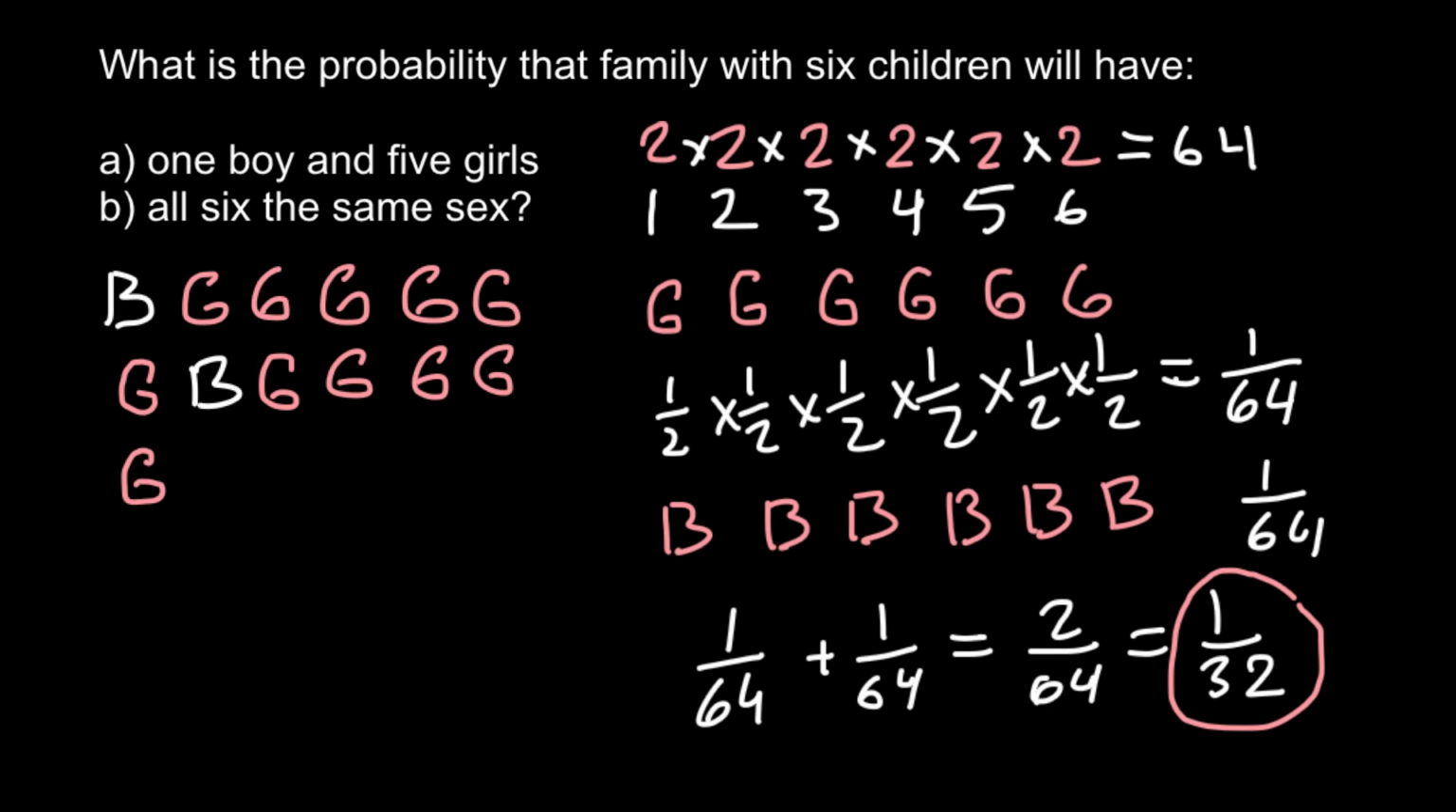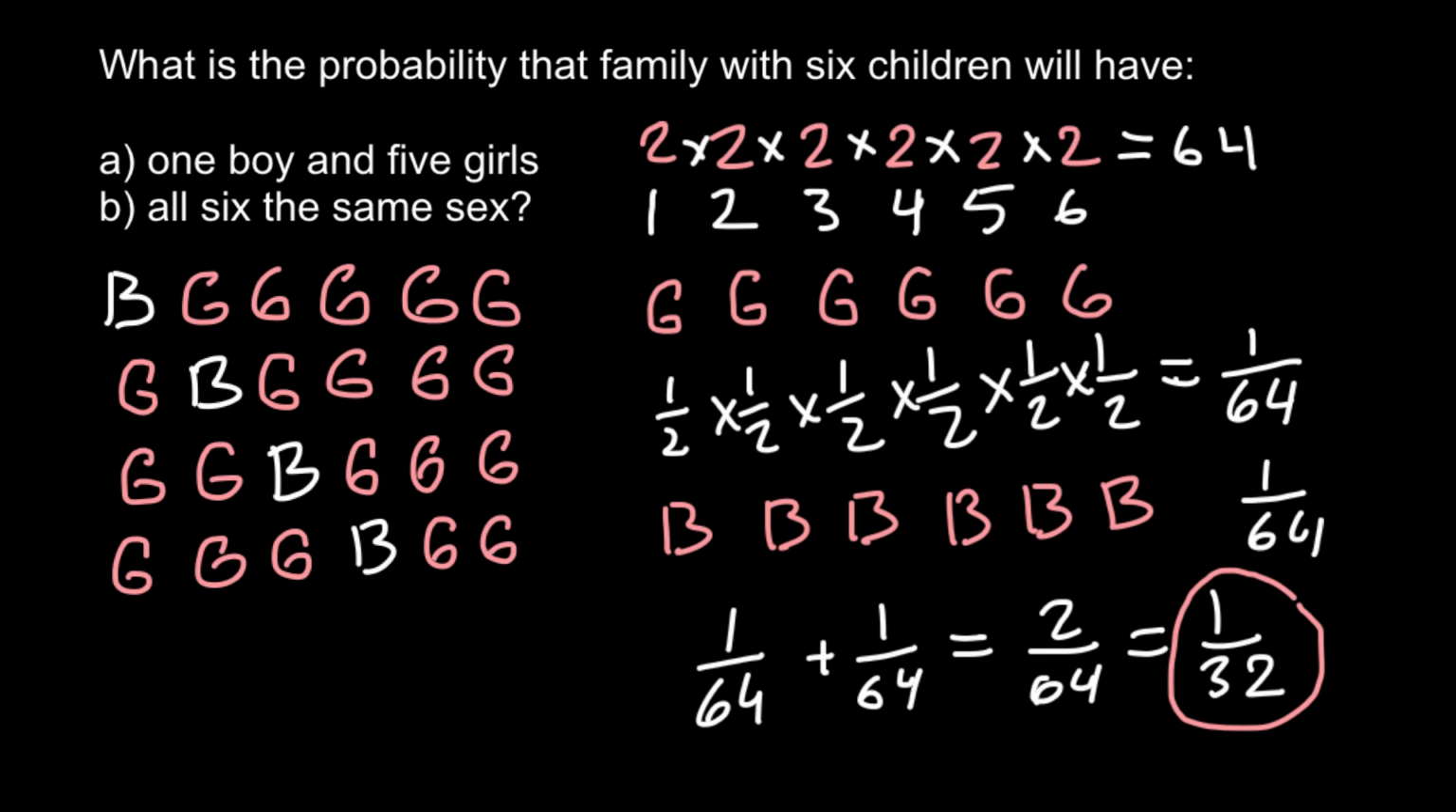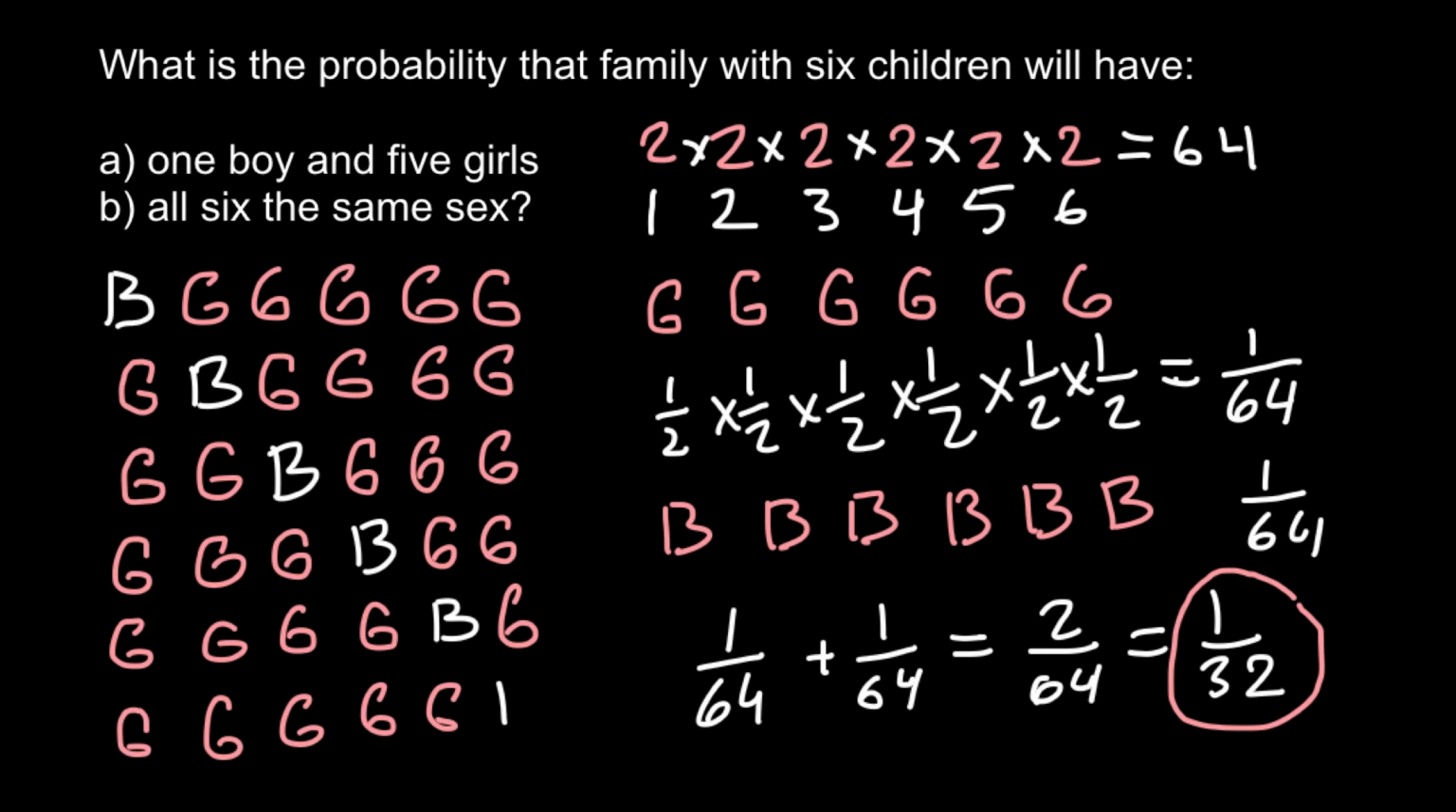The third variant would be when first this family has 2 girls, then a boy, and then girl, girl, and girl. The next variant would be 3 girls, a boy, and 2 girls. The next variant would be girl, girl, girl, girl, a boy, and a girl. And the last variant would be a girl, a girl, a girl, a girl, a girl, and a boy. So let's count how many variants we have. 1, 2, 3, 4, 5, and 6. So 6 variants of different orders to have 5 girls and 1 boy.